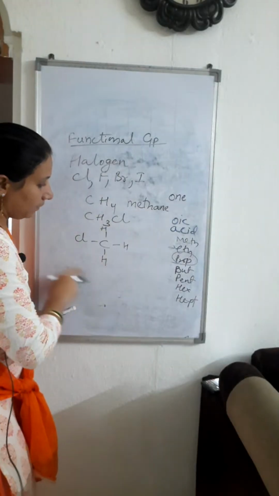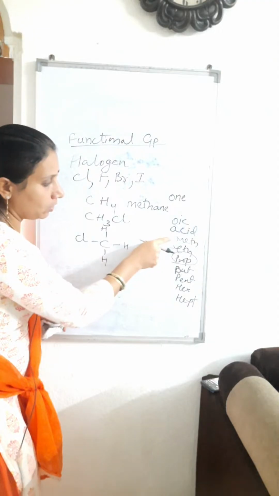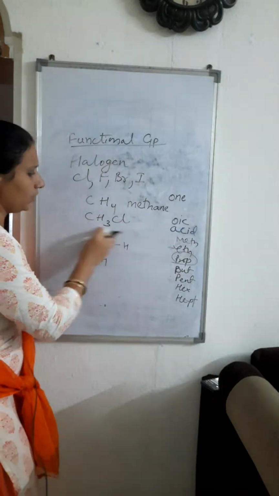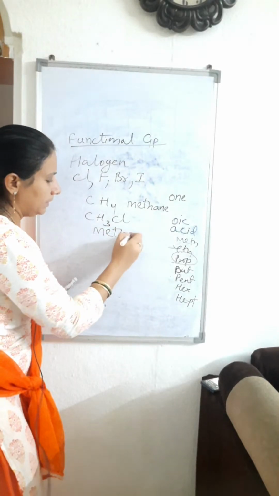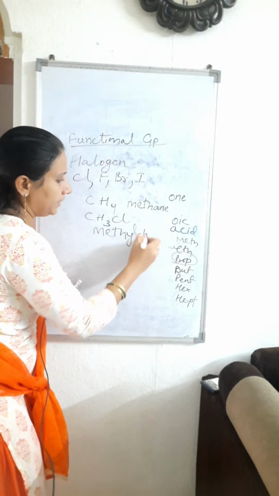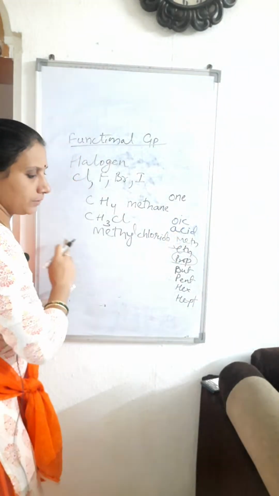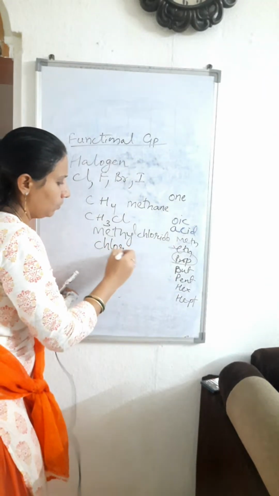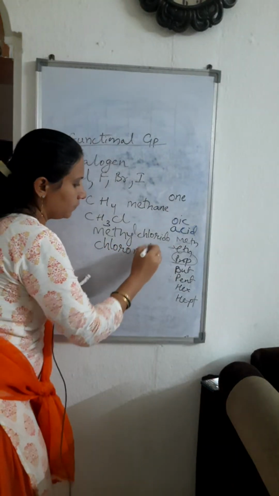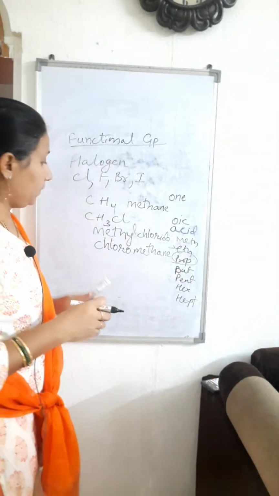What will be the naming for this? It is formed from 1 carbon. For 1 carbon we say meth. So how are we going to name it? Methyl chloride, as chlorine is being added. Or we can name it as chloromethane. So whatever you feel easy to remember, you can follow that rule.